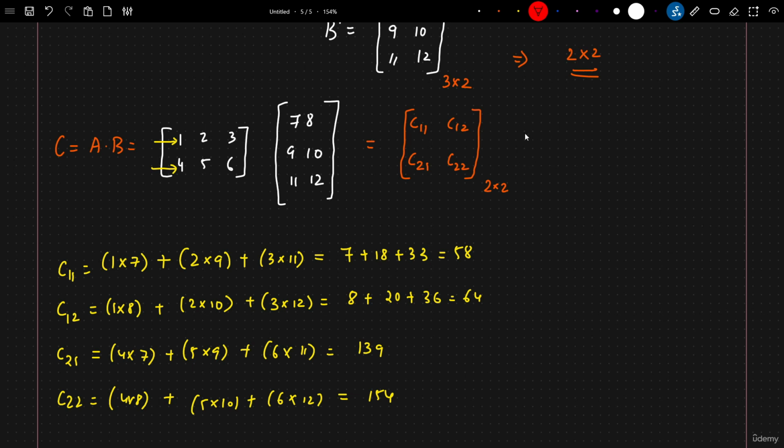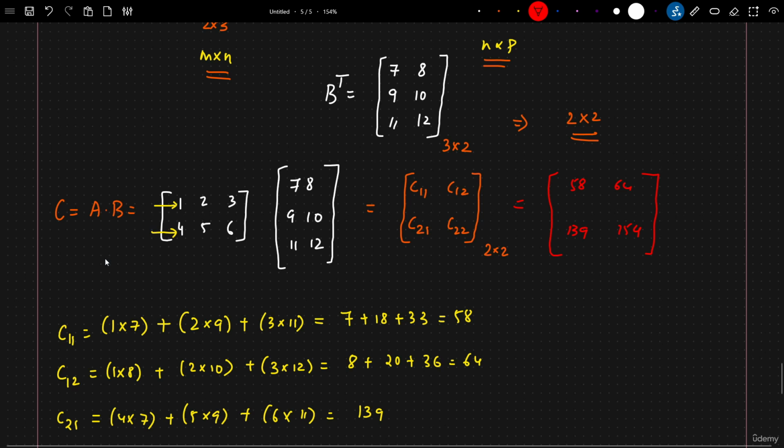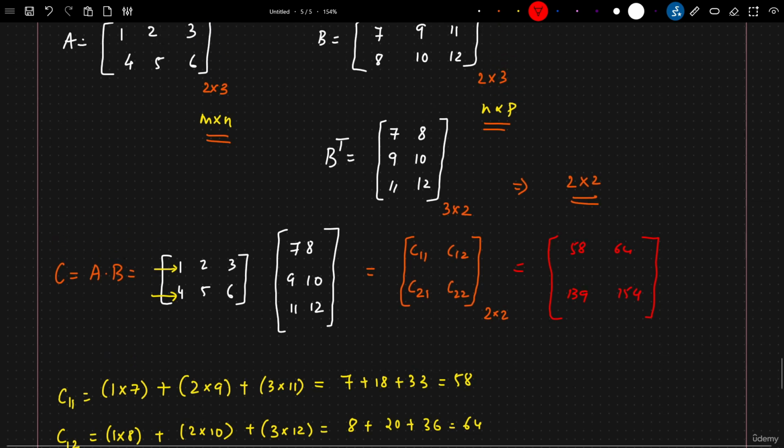So the final output: C11 is 58, C12 is 64, C21 is 139, and C22 is 154. So this is my final output. And just trust me guys, this kind of operation, when you're seeing different machine learning algorithms and training deep learning neural networks, will be extensively used everywhere, because in deep learning and neural networks, we use multiple weights. So there also you'll be able to see it.